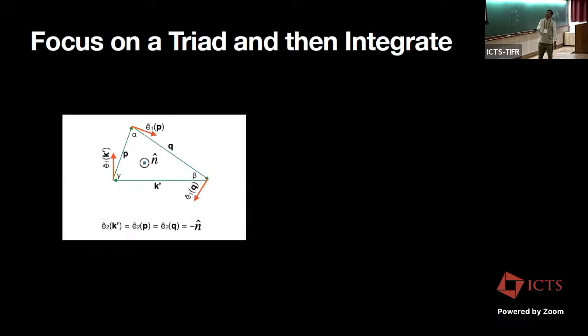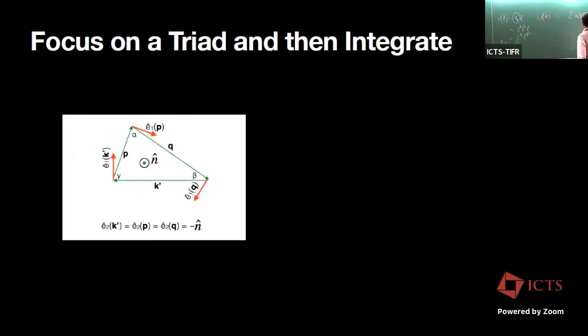Okay, so we'll focus on a single triad. So we have k prime plus p plus q is 0. So these are an interacting triad. This is coming from the nonlinear interaction, the u dot grad u term. In Fourier space, that will be a convolution. So our equation is u_k dot, and on the right hand side is u_q.